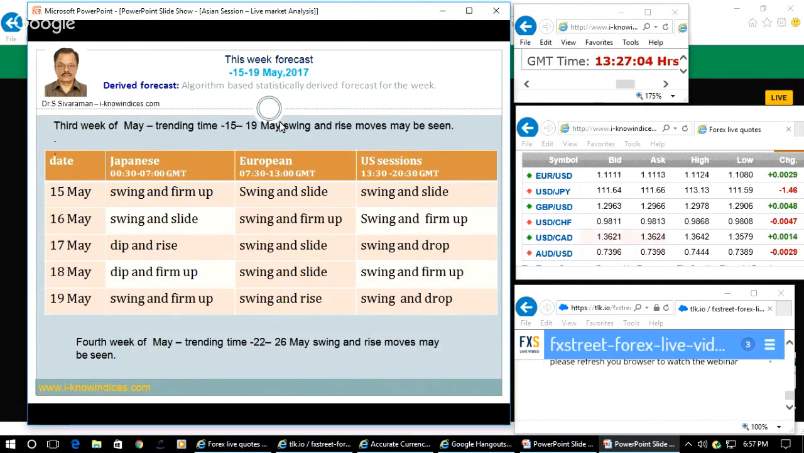So how will you differentiate this? Because in the middle level consolidation, they will make stop-ins either way: an upward stop-in followed by a downward stop-in, an upward stop-in followed by a downward stop-in. If you watch USD CAD, you'll be able to understand how they are doing it.